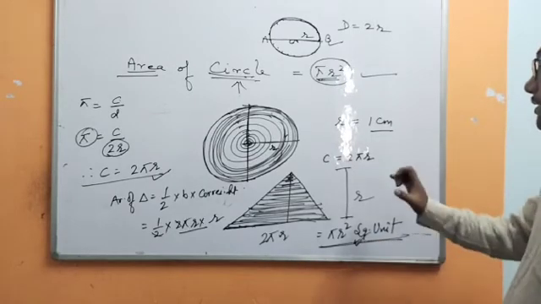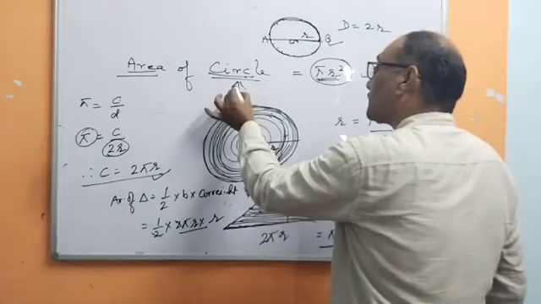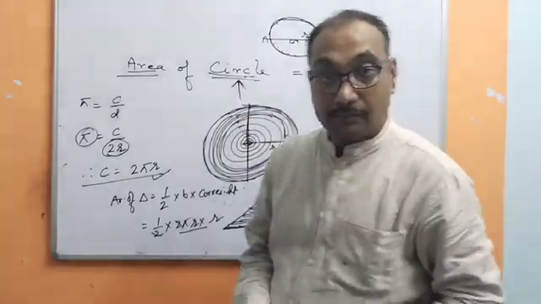Clear? So this is the derivation of area of circle. Clear? Good day.